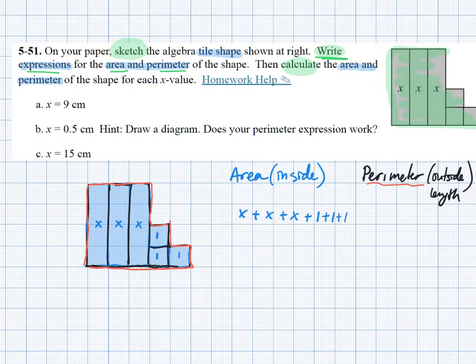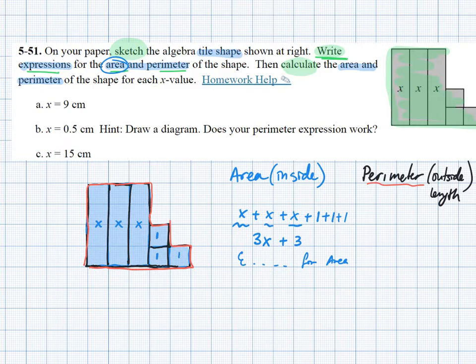Once you write the expression, we could basically combine them. You could have combined them already. Remember, we combine like terms, so we have 3 groups of x plus 3, and that is our area. Write down that this is the expression for area. So we did the first part. Now let's do the perimeter.